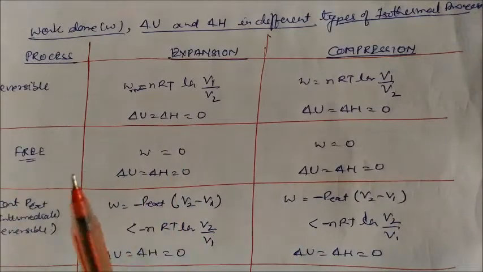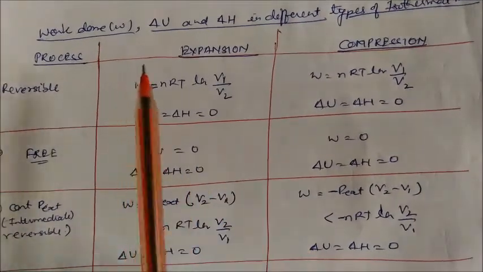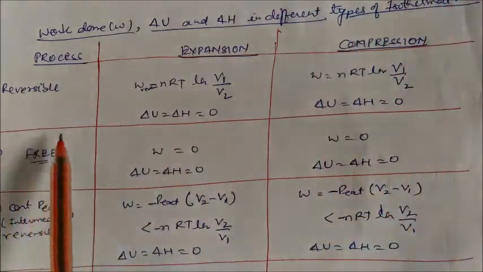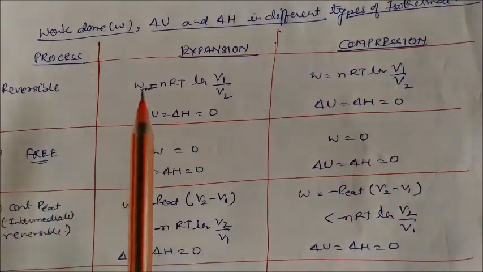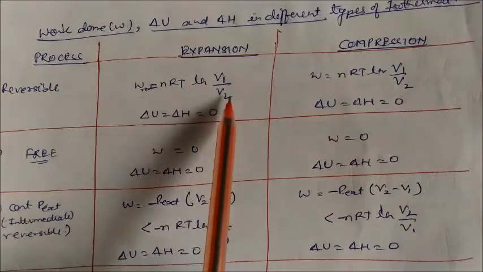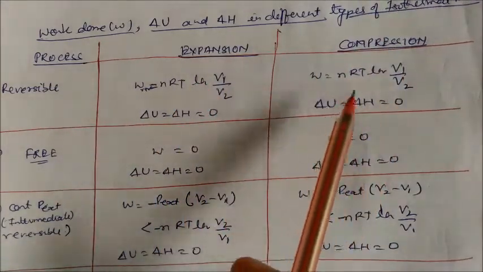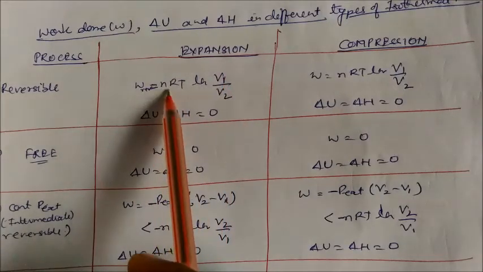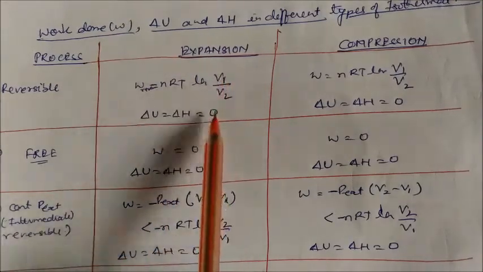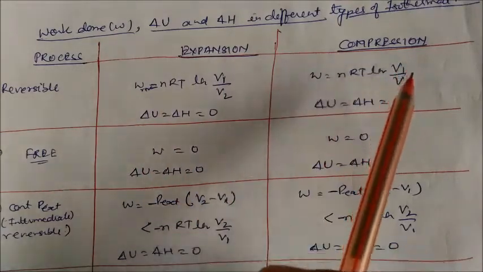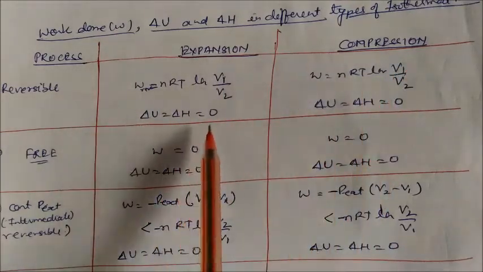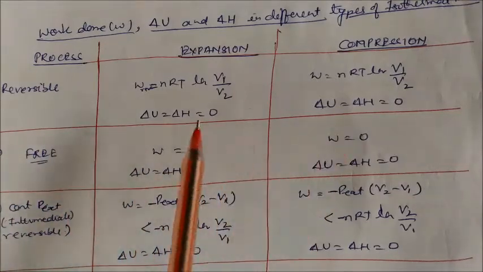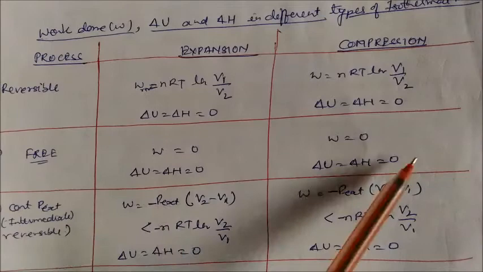Now we will compile the whole thing into one chart. I have drawn one chart, so you can see this chart. Work done W, delta U, delta H for different types of isothermal process. If you take the reversible process, expansion will be the same, compression will be the same. The formula is the same: nRT natural log V1 by V2. I am not writing the negative sign. If you write negative, this becomes V2 by V1. Similarly for this, with the negative sign, V2 by V1. And in both cases, delta U and delta H are 0. If you take free expansion, work will be 0, and definitely in both cases delta U and delta H will both be 0.